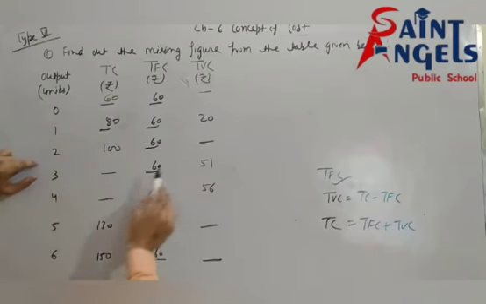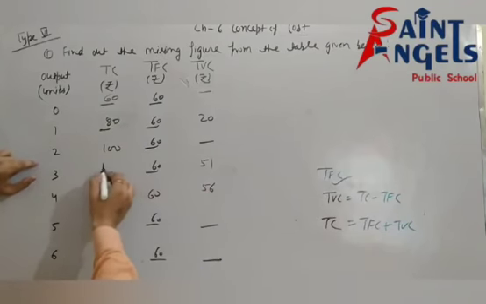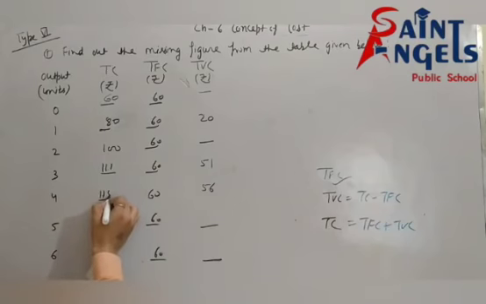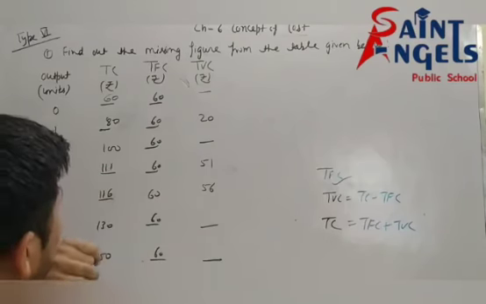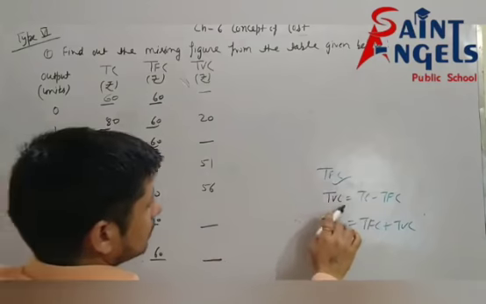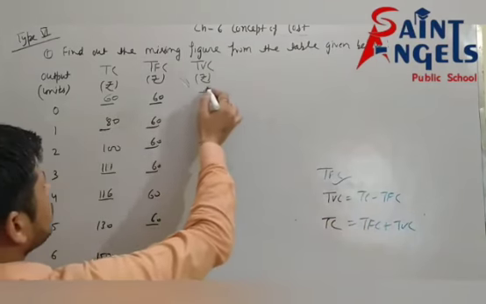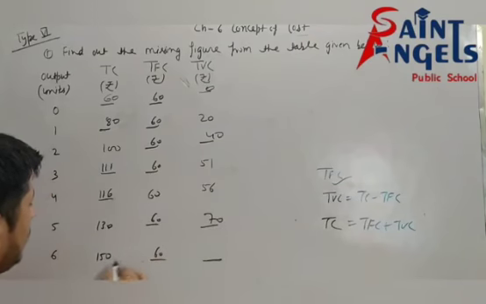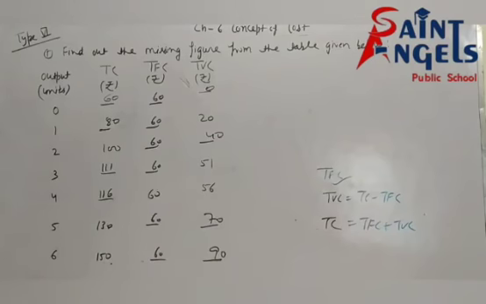80, 111, 116 and so on. This is given. Now please calculate TVC. What is the formula of TVC? TC minus TFC. 0, 40, 70, 90.